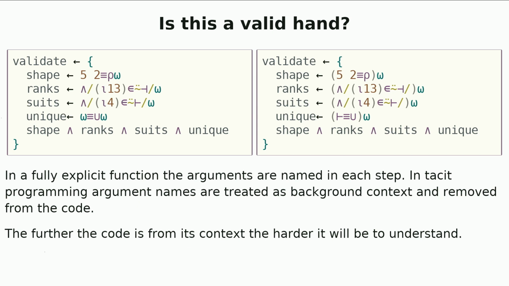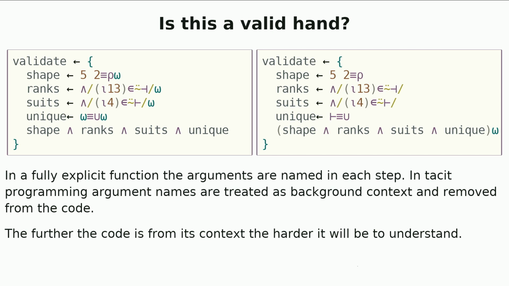Now what we can do with a train is to take this omega and pull it out of the individual lines and into the last line. So now I'm treating omega as context that you should know about when you're reading the rest of the function. And then each of these functions, shape, ranks, suits, and unique, are understood as functions that take place in this context that I'm evaluating a poker hand to make sure that it's correct.